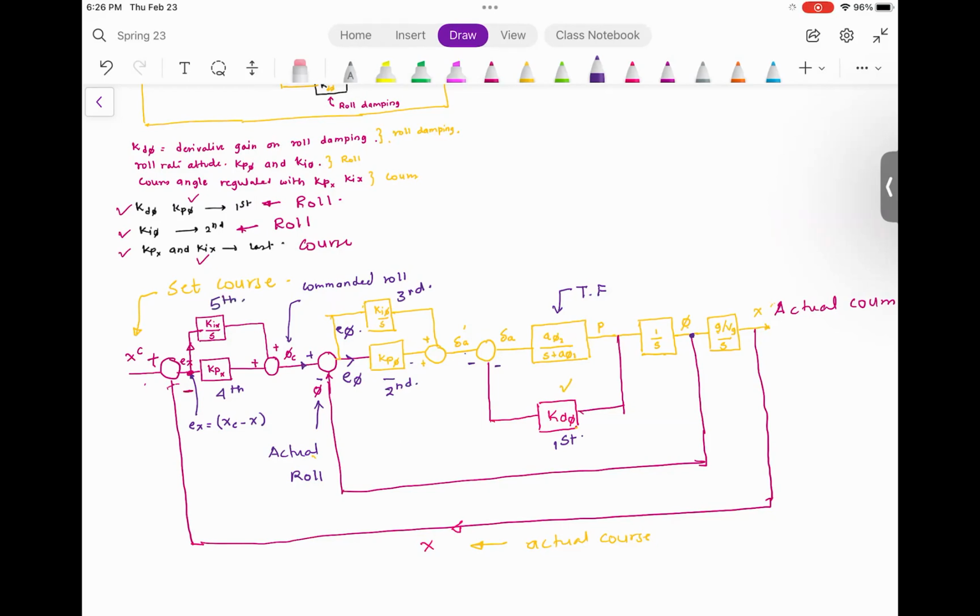So if you want to tune the gains for the lateral dynamics to control course, what you will have to do is go all the way from K phi and then all the way to K p chi. So that is how these loops will be closed.